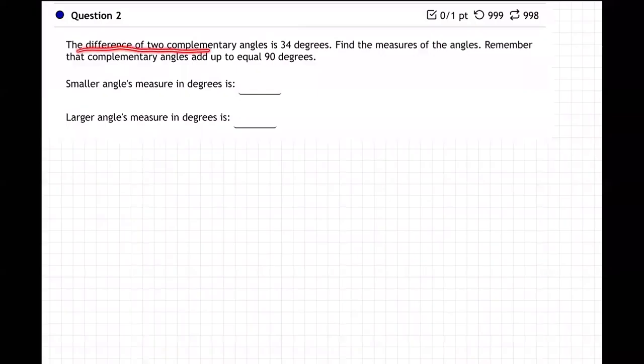The difference of two complementary angles is 34 degrees. Find the measures of the angles. Remember, the complementary angles add up to equal 90 degrees.